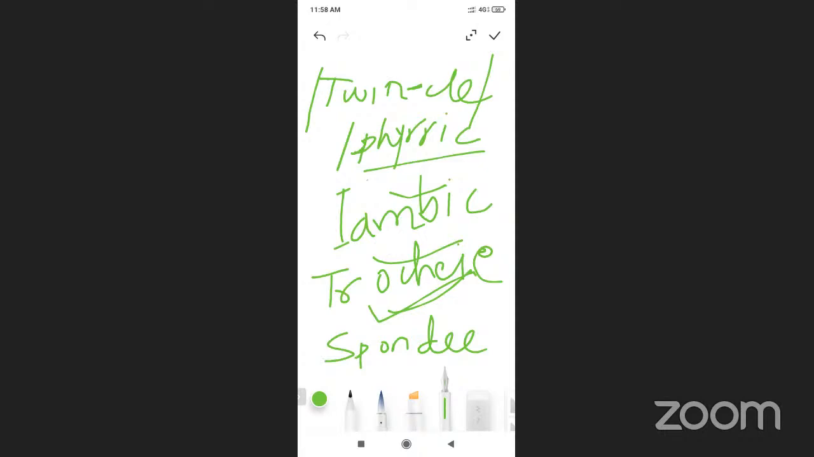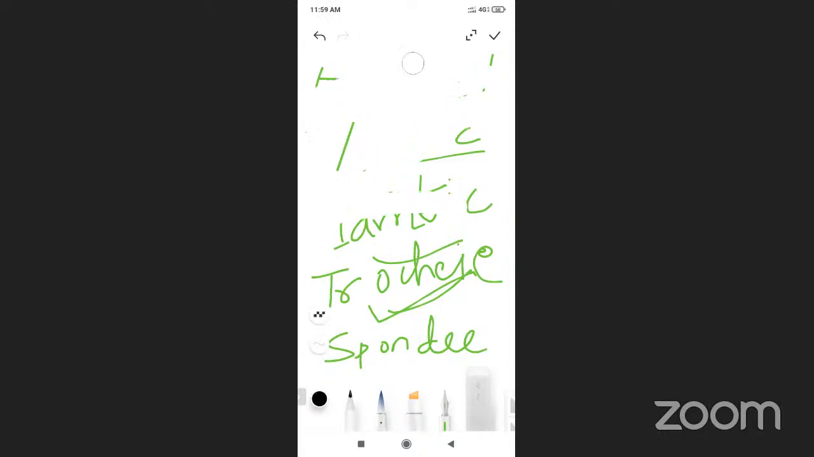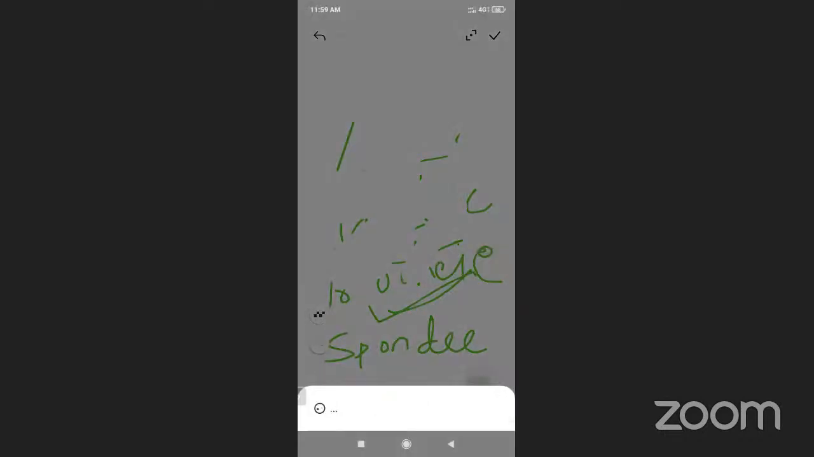Okay, so thanks for this. And you can also ask me this in my class, that is from 3 to 4:30. I will also talk about the other three types, that is from trisyllabic foot. Let me erase this. Okay, if you talk about trisyllabic foot, as for example, what is happening?